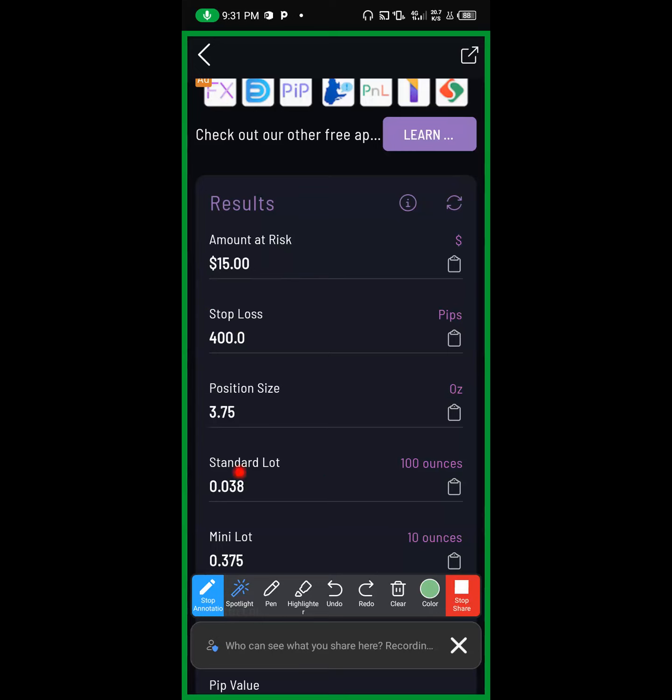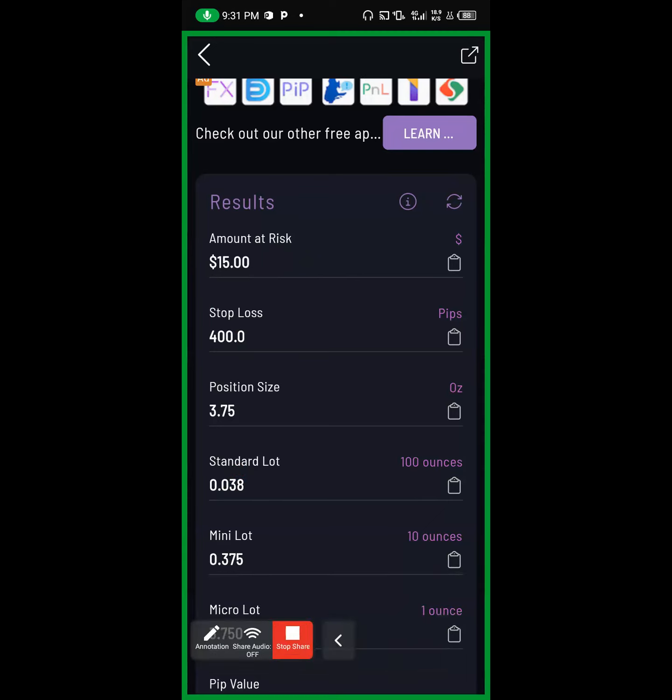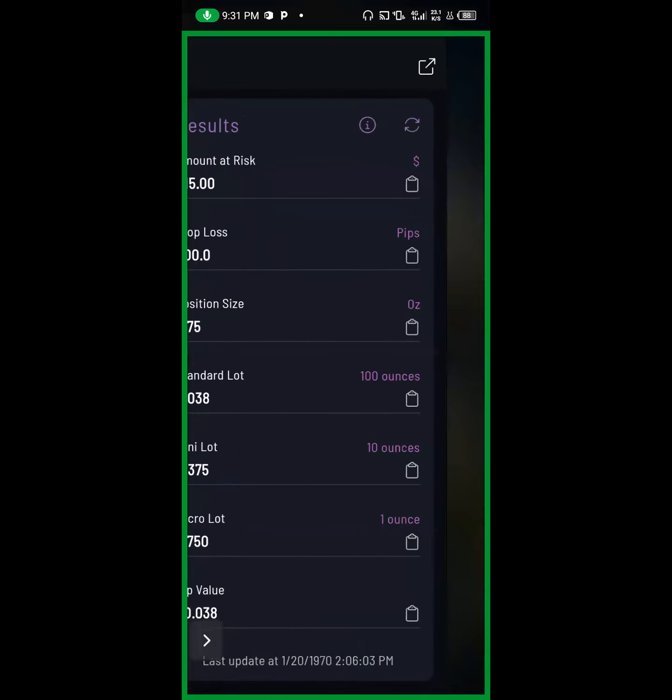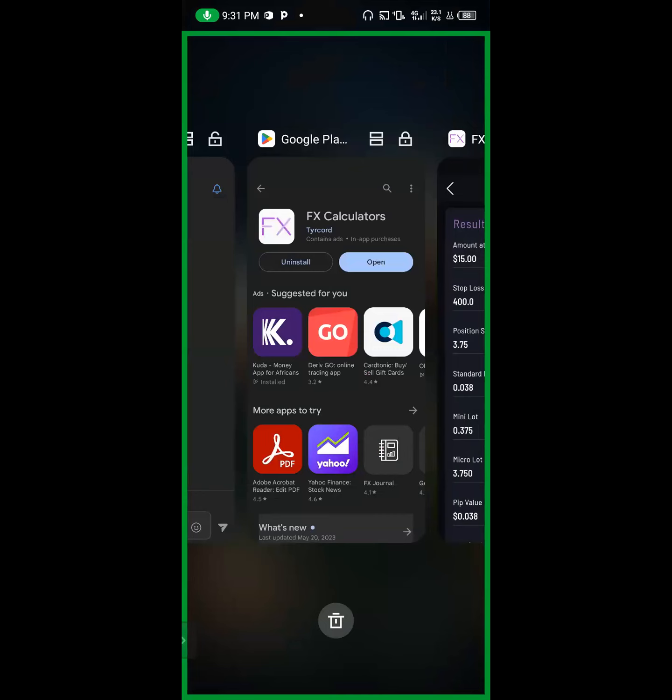So quickly, what does that mean now? That means focus on standard lots alone. So you already know what to use on this trade. That means you need to record this, keep it somewhere, and remember that this is what I will use on this trade.